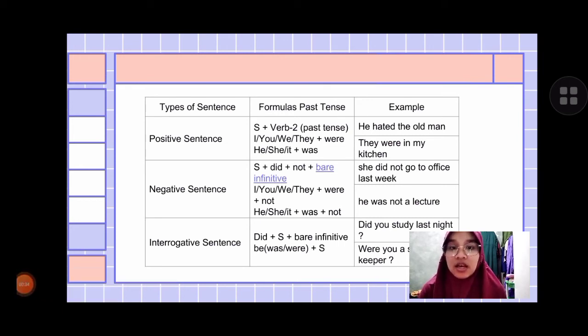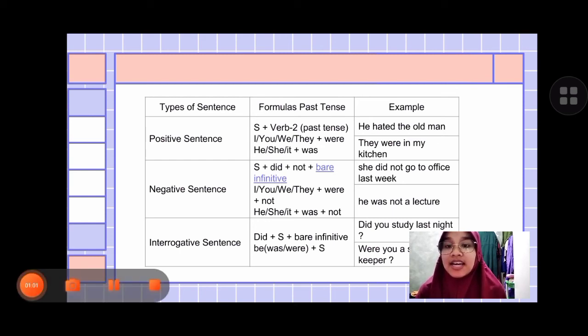The first, positive sentence. The formula in past tense: subject plus verb two, past tense. I, you, we, or they plus were; he, she, or it plus was. For example: He handed the old man. They were in my kitchen.